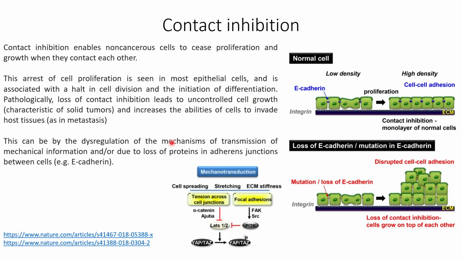And there can be dysregulation of these mechanisms where there is transmission of mechanical information and also these proteins in the adherens junction. So what is mechanical information here? If you have cells spreading on a surface, stretching, pushing against each other, the stiffness of the surroundings, these all have effects on what is known as mechanotransduction, which is the cells can actually feel the stresses on them. They can feel tension, pulling, pushing forces. These are actually sensed by cells. Okay. So tension across these cell junctions and at focal adhesion points can actually affect the signaling within the cells.